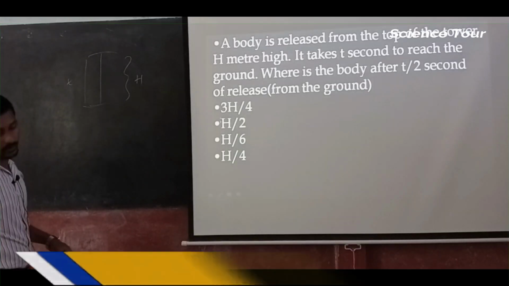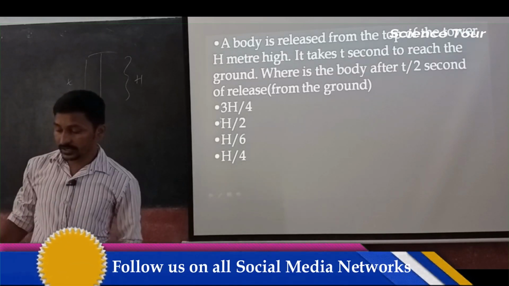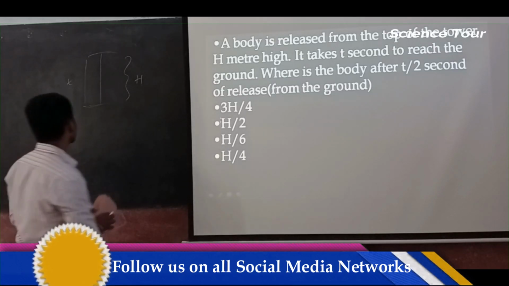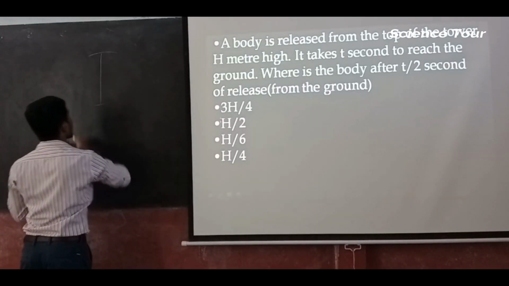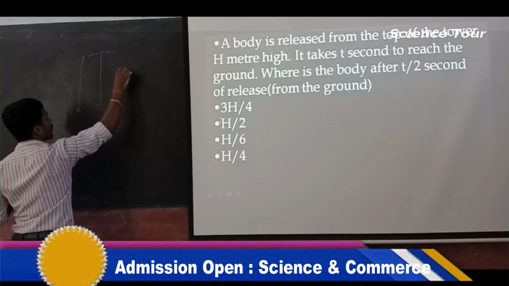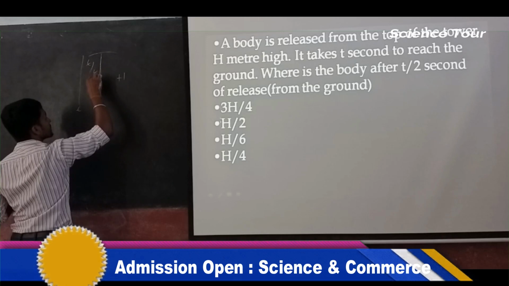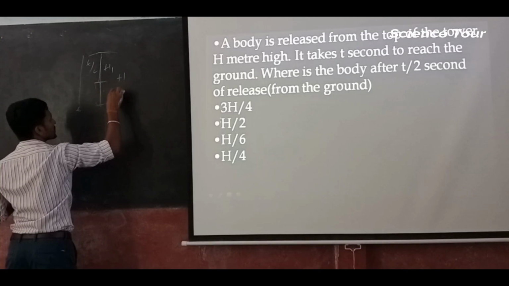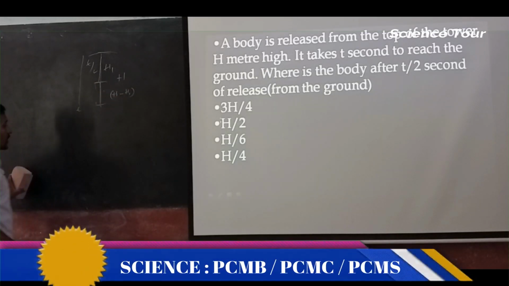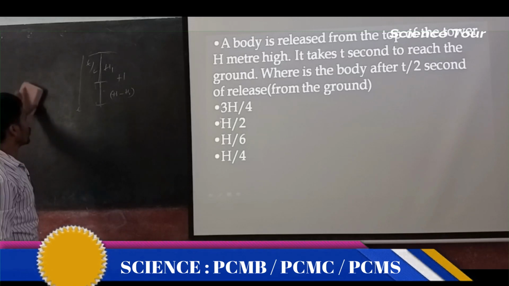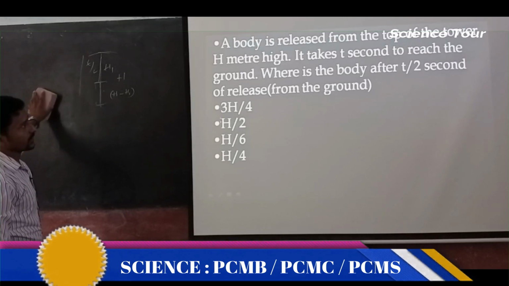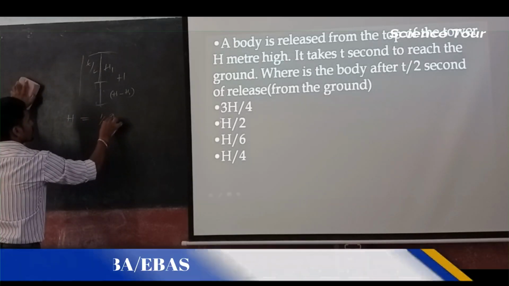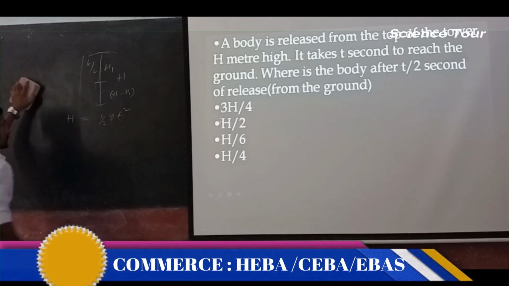Now you have to find out where that body will be after t by 2 seconds from the ground. Suppose it takes t seconds to reach h. After t by 2 somewhere it is here, say h1. From the ground, where is it? h minus h1. Now for the total, h is equal to half g t square, since v naught is 0.